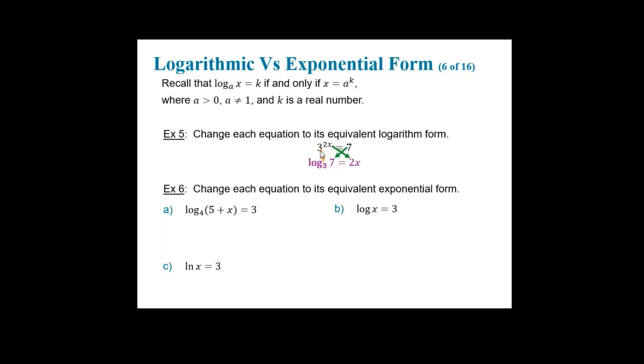So I dealt with the base first. The base of my exponent is the base of my log. And then I just switch positions for the 7 and the 2x. There's another way, if this isn't working for you, if this visual is confusing you, you can think about it as a to the k equals x. So you can kind of do a little circle here. A to the k equals x.